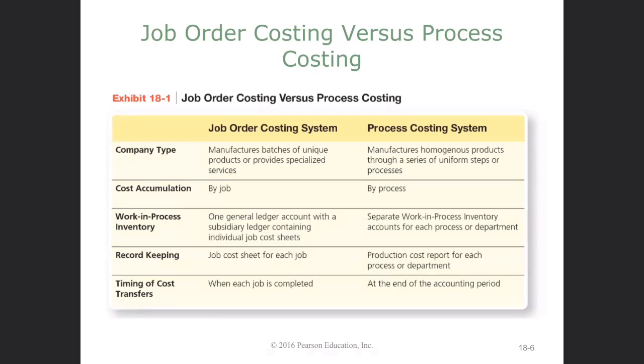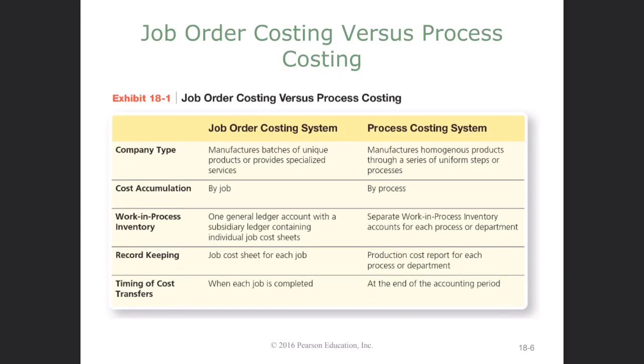And then for record keeping, for process costing, the production cost report for each process or department is what is used to track their records. So they have a production cost report for each process or department. And then the timing of cost transfers, the cost is transferred at the end of the accounting period.